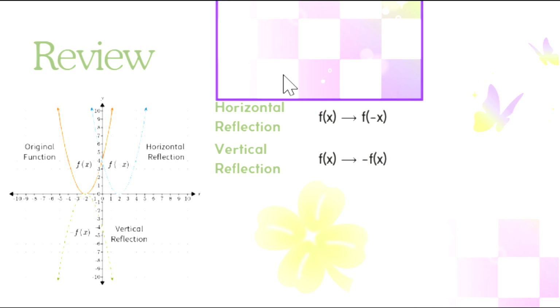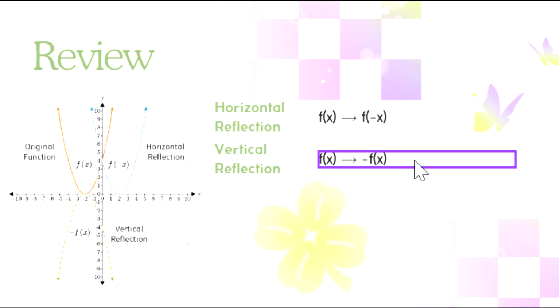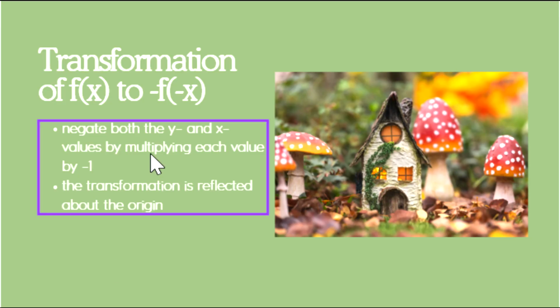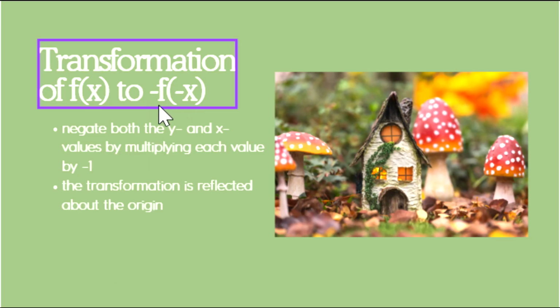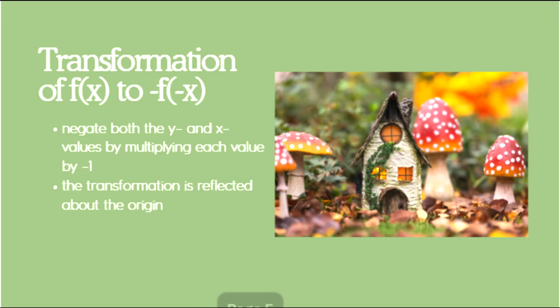Okay, this should be in your notes. Transformation of f of x to negative f of negative x. You negate both the y and the x values by multiplying each value by -1. Before, we only had one change. Here the x changed, here the f changed. Here both f and x are changing. And remember, f is interchangeable with y. The transformation is reflected about the origin.